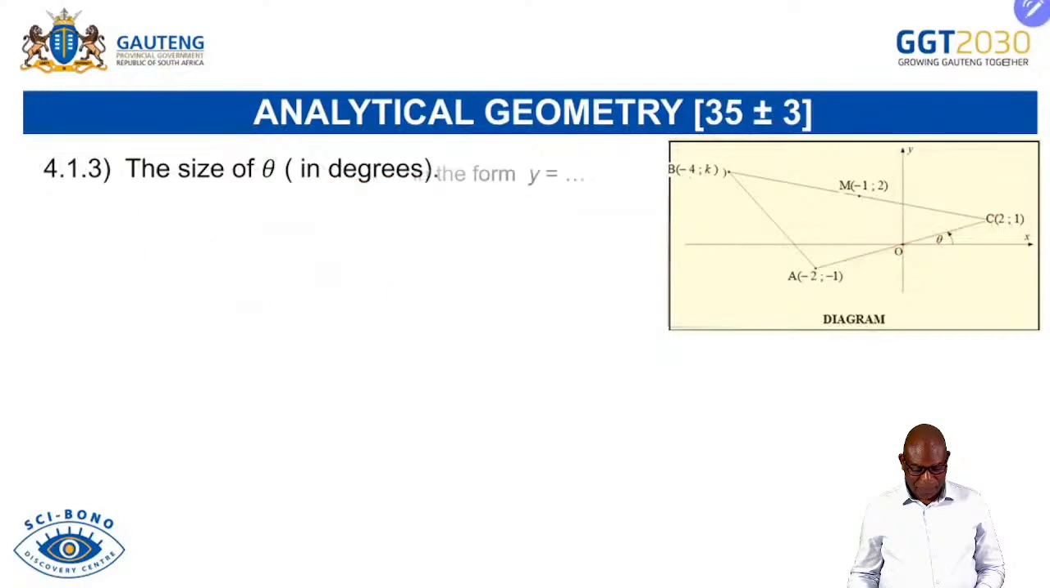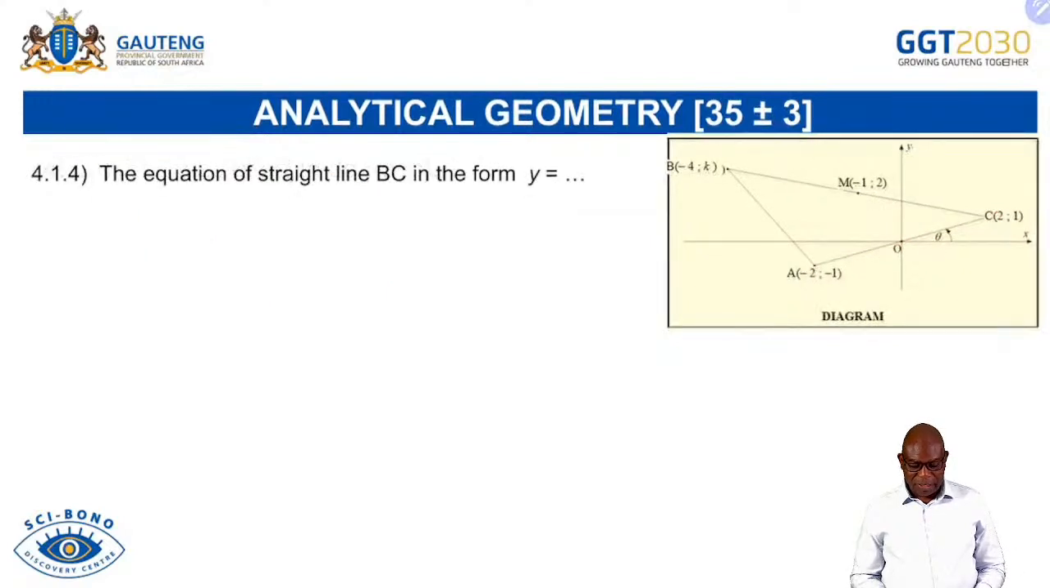4.1.4. The equation of the straight line, can you see it comes back again? There are the same questions in every question paper. How am I going to get the equation of the straight line in that form? So BC, where is BC? First I must get the gradient.